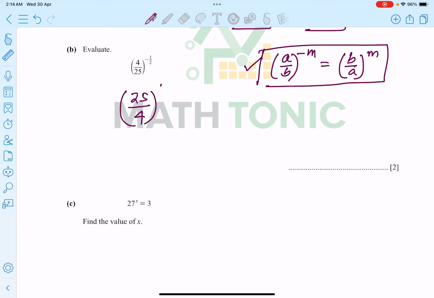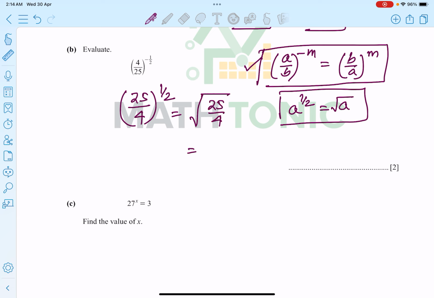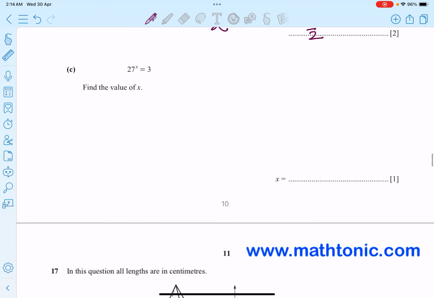Now the power becomes half. We know that a to the power half is exactly equal to the square root of a, correct? So I can write the square root of 25 over 4. Square root of 25 is 5, and square root of 4 is 2. So this fraction can be written as 5 over 2. Got it, everyone?